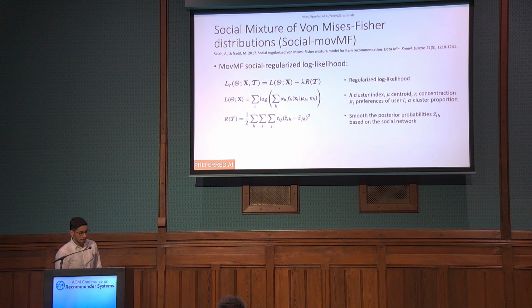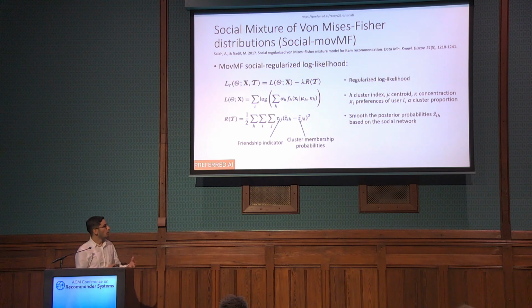And now we are interested in taking a look at this regularizer, what it does. So in mixture models, for every user, you have these probabilities, z_ih, that represent the probability that user i belongs to cluster h. So it's kind of soft clustering. It's not a hard clustering, though. What we try to do is we try to smooth these posterior probabilities based on the social network, which means we want users that are socially connected to exhibit the same posterior probabilities over clusters.